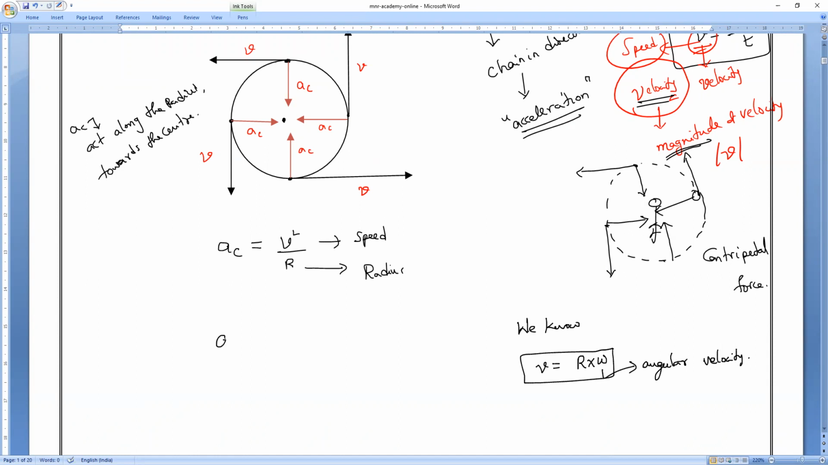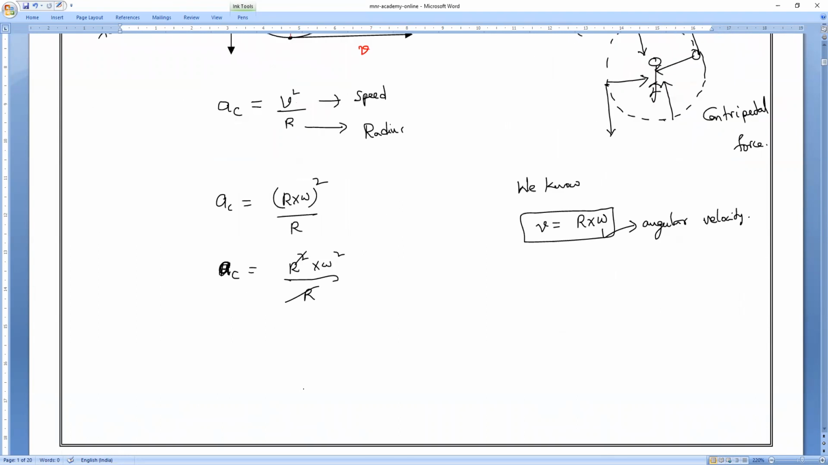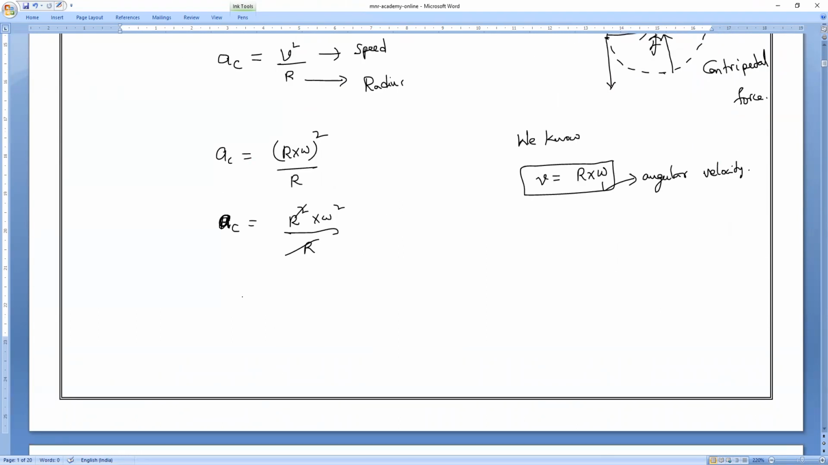Substitute in this formula and you tell me what you'll get. So v means r into omega, whole square, divided by r. So which is equal to r square into omega square divided by r. r will get cancelled. What is the centripetal acceleration formula, everyone? r omega square. The first formula you are learning in circular motion. So please make it quick. What is the acceleration, everybody here?